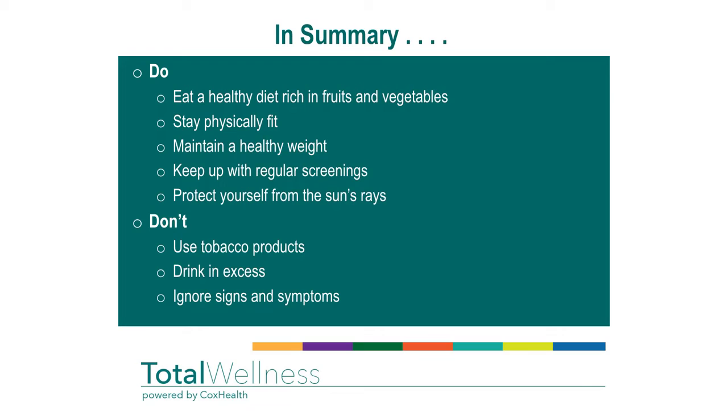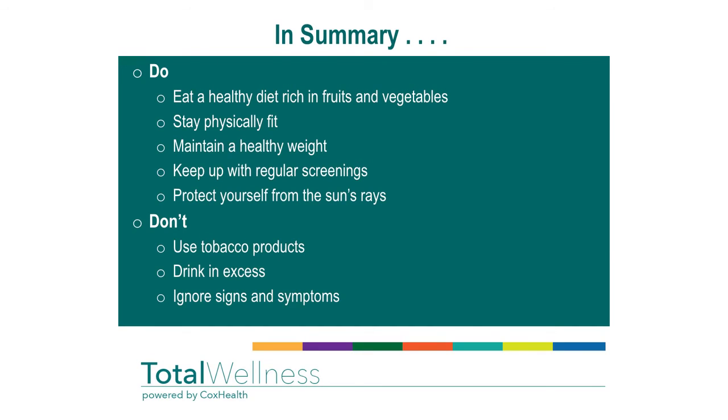So in summary, some things to do to prevent cancer would be to eat a healthy diet rich in fruits and vegetables, try and stay physically fit, maintain a healthy weight, keep up with the regular screening. So if you're getting to the age of 40 and 50, that's when the fun starts with all of this, and you start to have the colonoscopies and the mammograms. But stay on top of those. Work with your physician and make sure that you're staying on top of those.